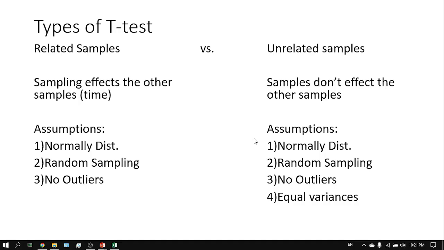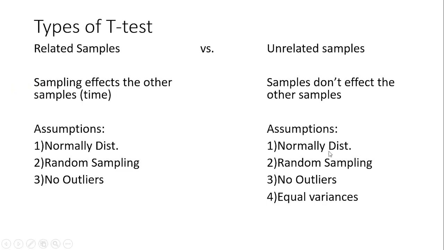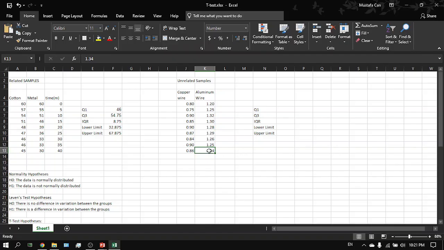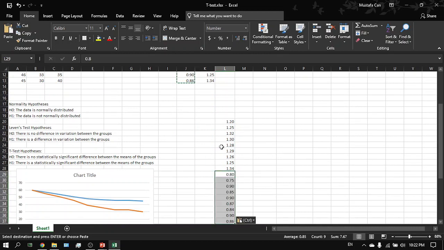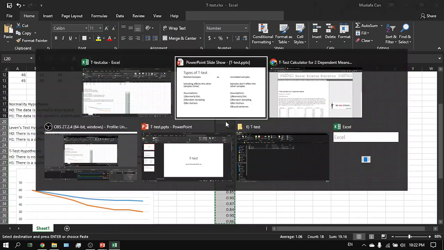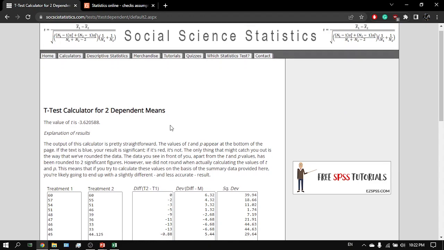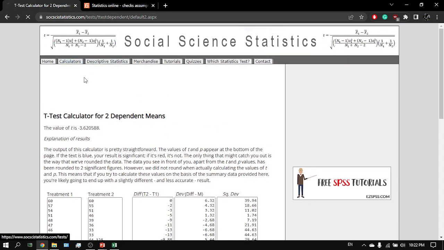Let's see the assumptions for the unrelated samples. Normally distributed. Let's do the same stuff that I did for the related samples. So for the related samples, I stack them like this. Bam. I come to my calculators.